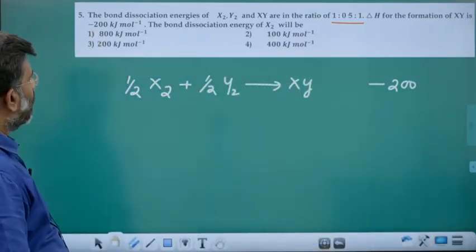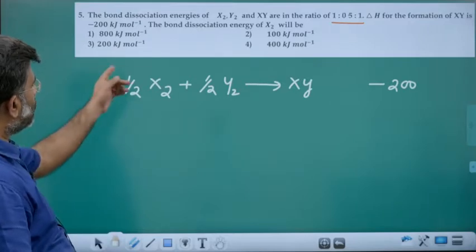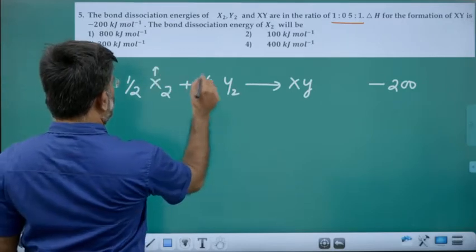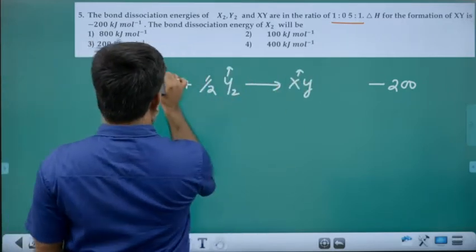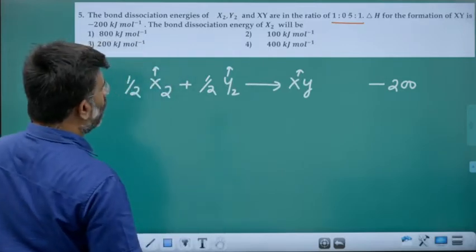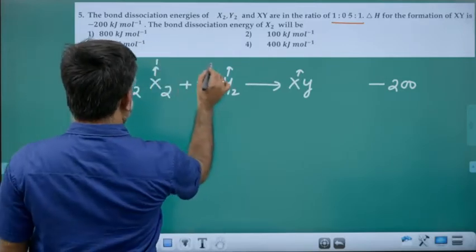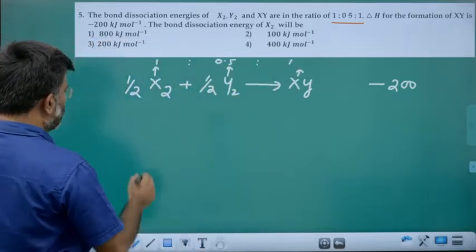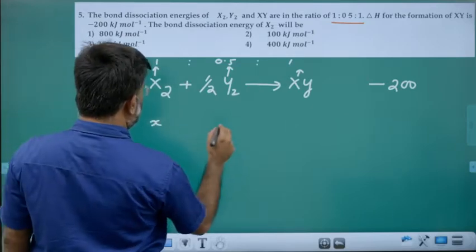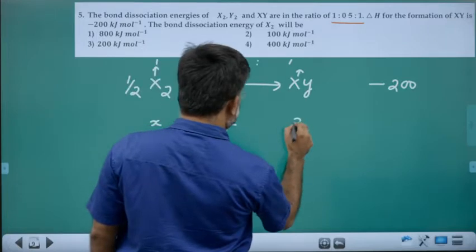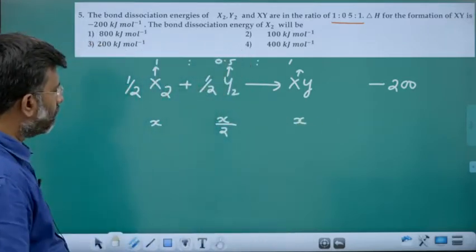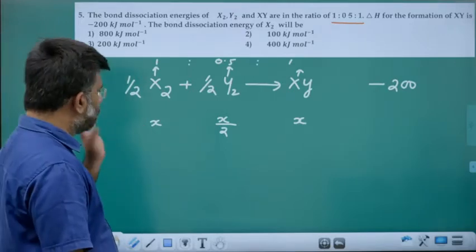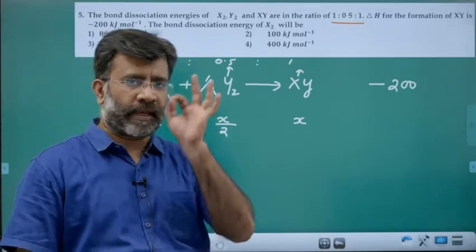Now, the bond dissociation energies of X2, Y2 and XY are in the ratio 1 is to 0.5 is to 1. So suppose the bond dissociation energy of X2 is x, Y2 is x by 2 and XY is x. Now, the bond dissociation energy of X2, x, is what we need to find out.